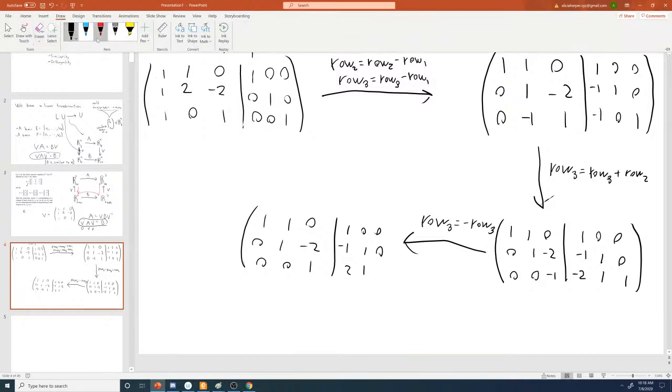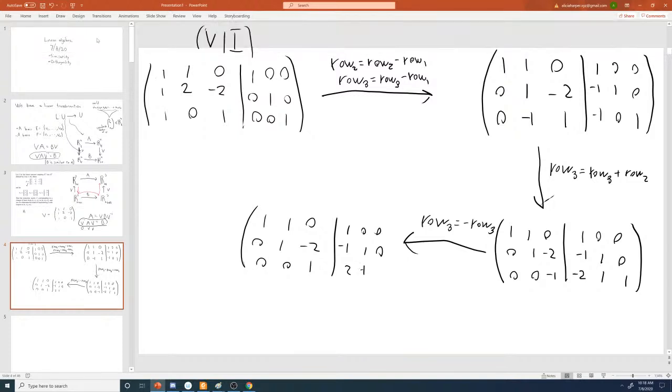So I have a positive 2 here, a negative 1 here, and a negative 1 here. Now I can use this one and this one to begin clearing out these entries. So I'll do it in 2 steps. First thing I'll do is I will set row 2 to be equal to row 2 plus 2 row 3. If I do that, I'm going to have 1, 1, 0, 0, 1, 0.